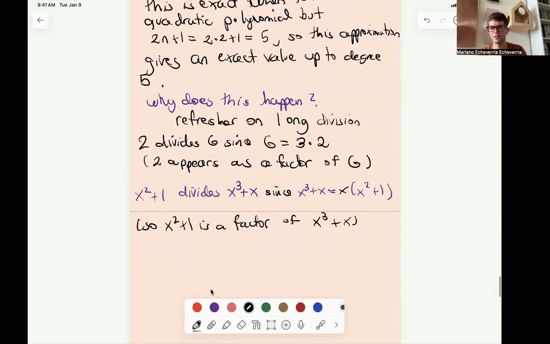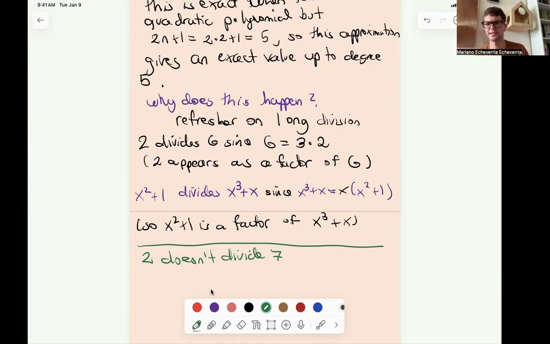Okay, that's an analogy between numbers and polynomials, but there's a stronger analogy because here's another case. 2 doesn't divide 7, in the sense that 7 over 2 is not an integer. That's what I mean by that. This is something you may have seen when you were kids, or it could be one of these topics that has been removed.